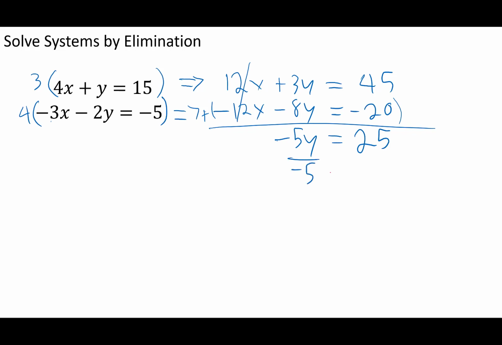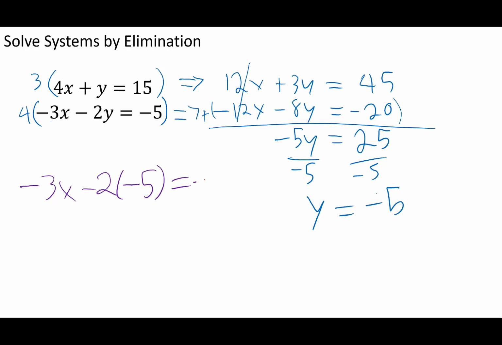So I'm going to divide both sides by -5, and I get y is equal to -5. So now I have my y. I need my x for the point, right? So I can pick either equation. I'm going to pick the second one, and I'm going to do -3x minus 2 times -5 is equal to -5. And I'm going to simplify this. We'll get -3x. -2 times -5 is a positive 10, equal to -5.